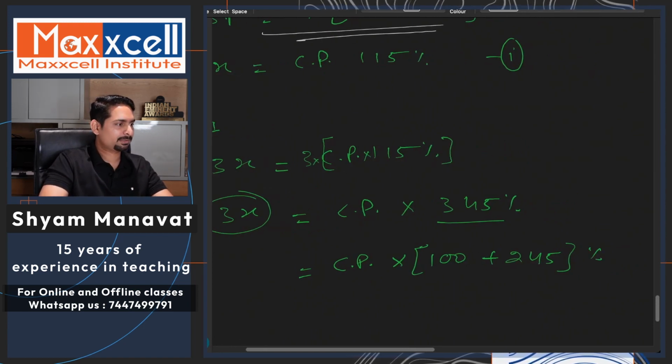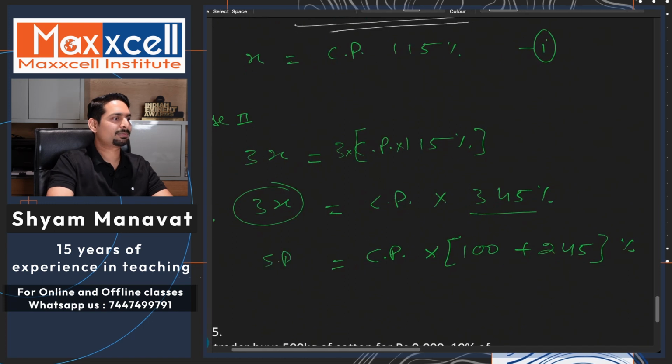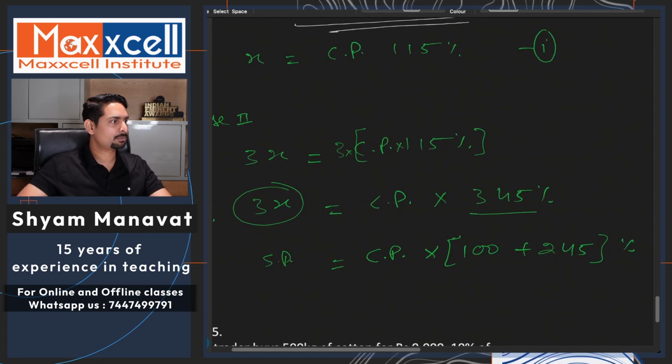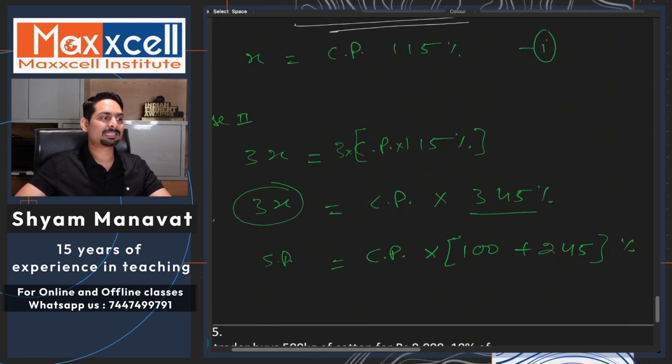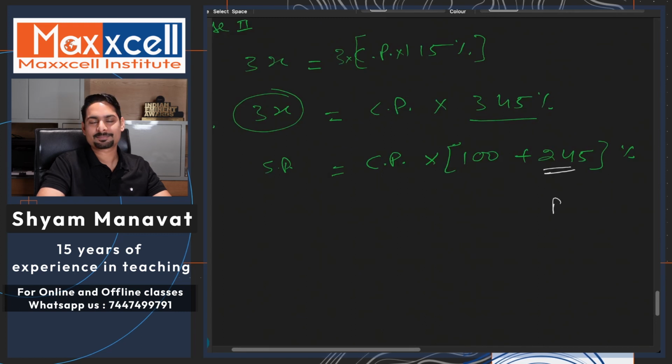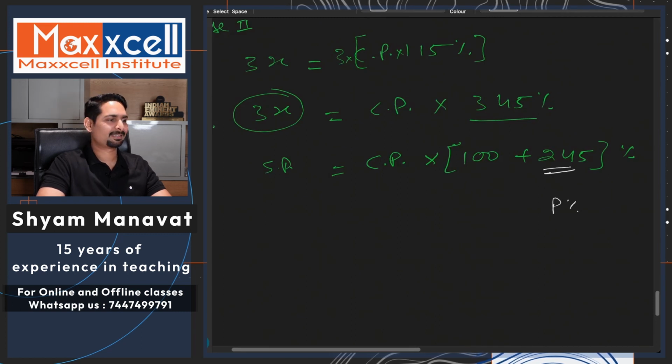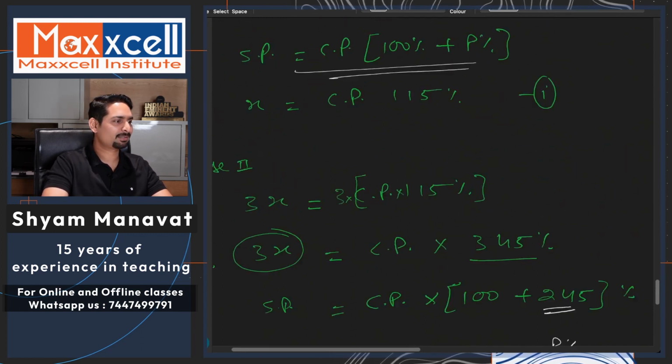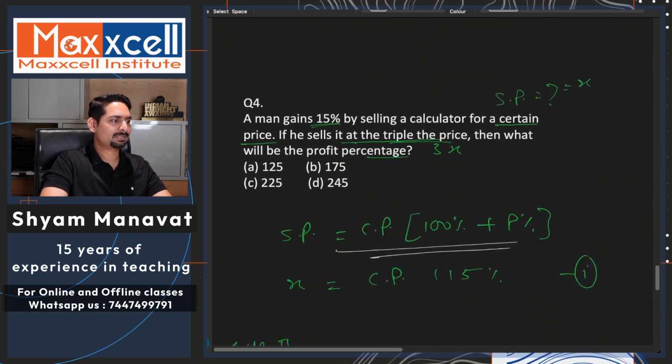And if I compare this with the formula of selling price, selling price equals cost price into 100% plus profit percent. Don't you agree with me that this value is nothing but the profit percentage? That's how you got the answer, because that's the question. Find the profit percentage. The new profit percentage would be 245. That's the answer. Correct?